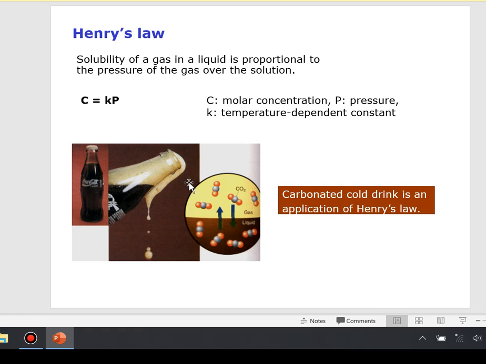Solubility of a gas in a liquid is directly proportional to the pressure of the gas above the solution. So it can be written as molar concentration is equal to K into P, where P is the pressure and K is the constant. That is Henry's law.